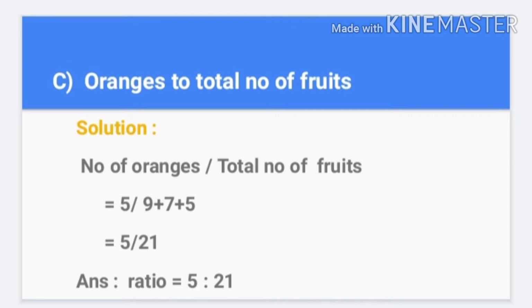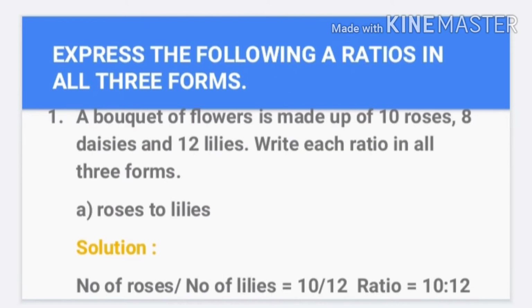C: Oranges to total number of fruits. Number of oranges is equal to 5. Total number of fruits is 9 plus 7 plus 5 equal to 21. The ratio of oranges to total number of fruits equals number of oranges divided by total number of fruits, equal to 5 by 21. The answer: the ratio is 5 is to 21.